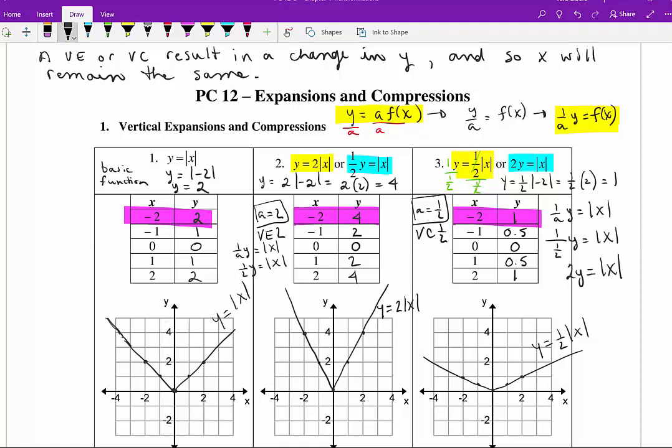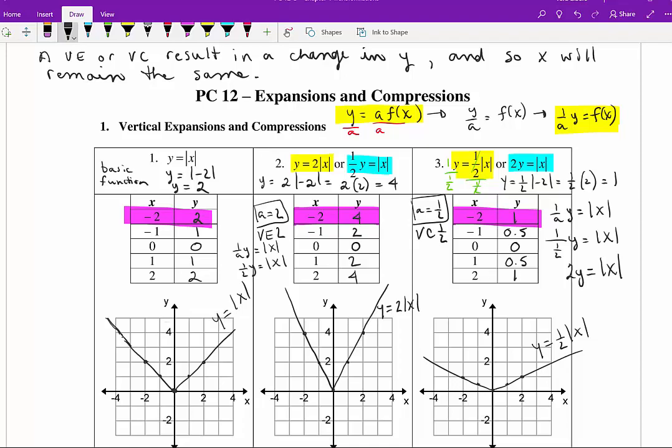Okay, so just remember that on the left-hand side, it is written as 1/a, and you have to have 1 in the numerator, and then whatever number is in the denominator tells you whether you're going to have a vertical expansion or vertical compression. In this case, the number in the denominator is 1/2, and so that means we have a vertical compression of 1/2. But notice when I go 1 divided by 1/2, that gives me a 2, and that's why I have 2y over on the left-hand side.